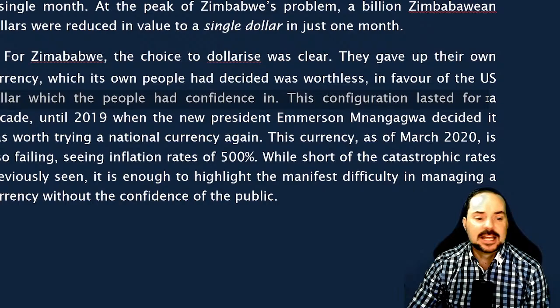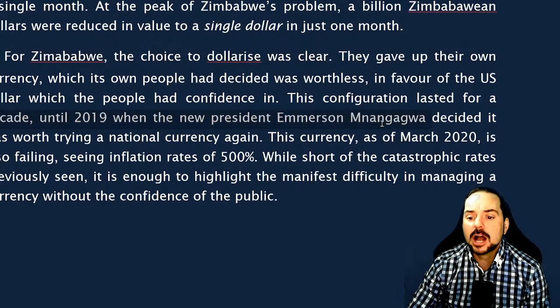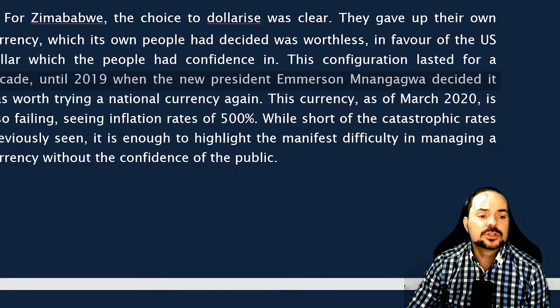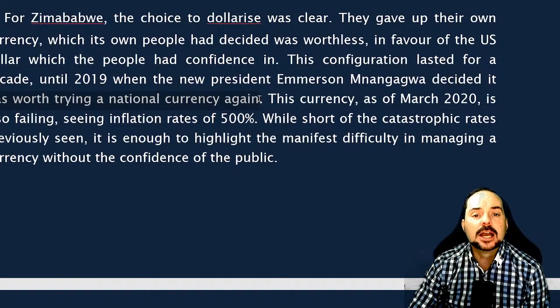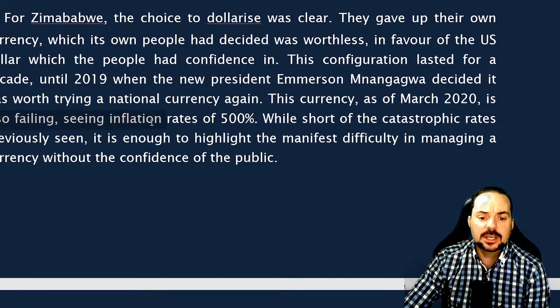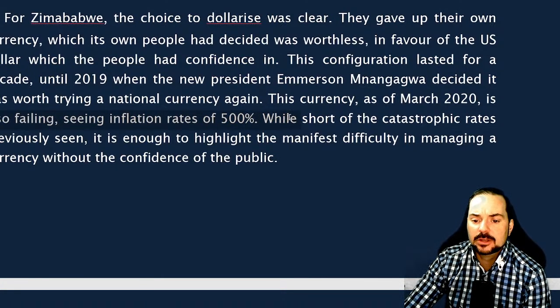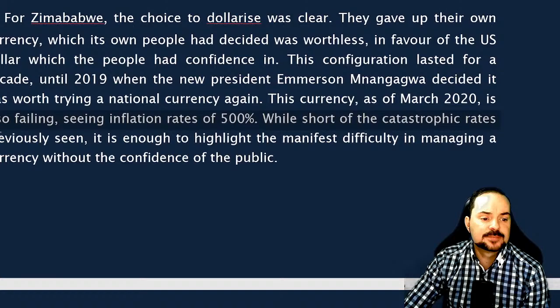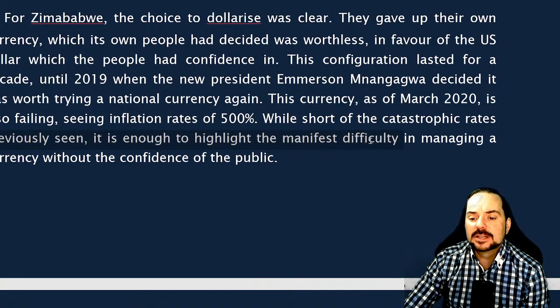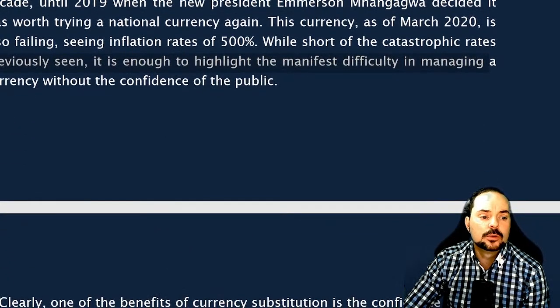This configuration lasted for a decade until 2019, when the new president, Emerson Mnangagwa, decided it was worth trying a national currency again. This currency, as of March 2020, is also failing, seeing inflation rates of 500%. While short of the catastrophic rates previously seen, it is enough to highlight the manifest difficulty in managing a currency without the confidence of the public.